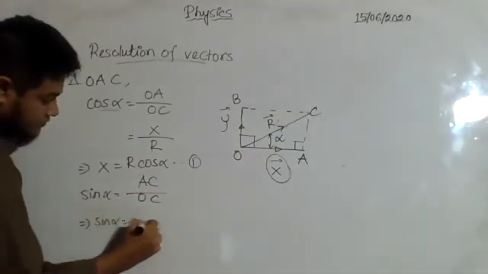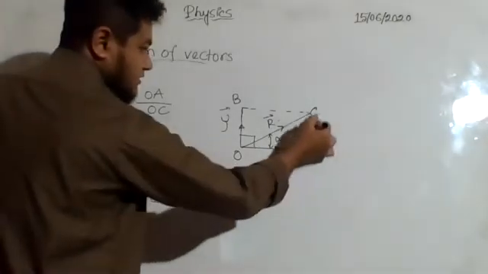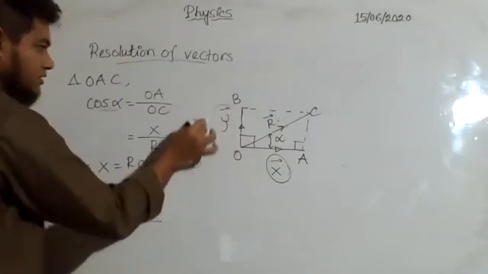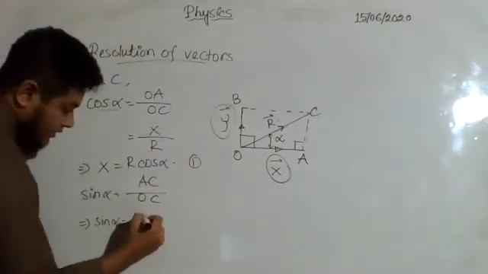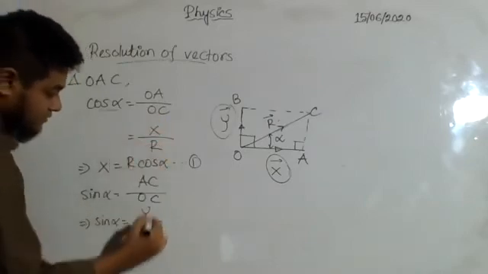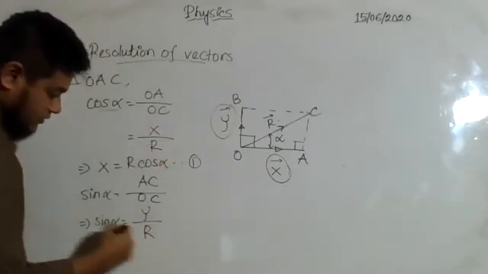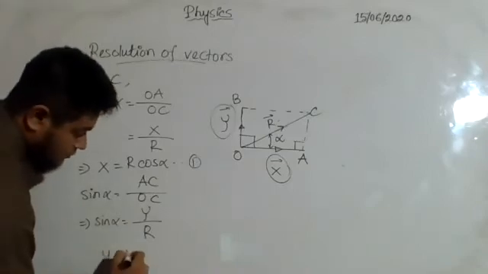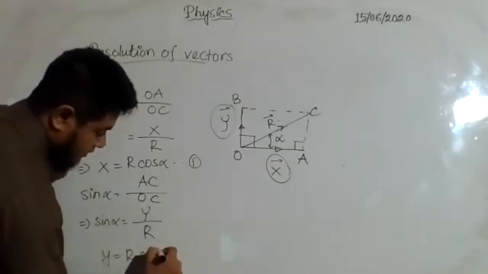So sine alpha is equal to AC. AC is this side, right? Now, which is similar to OB. So OB is represented by Y. And OC is the hypotenuse, that is the resultant R. So here also, if I do the cross multiplication, I will get Y is equal to R sine alpha.